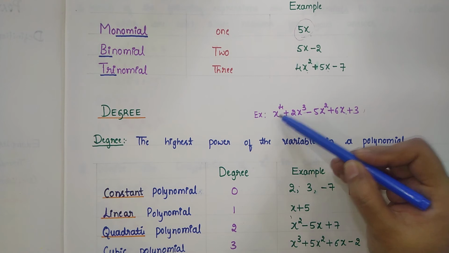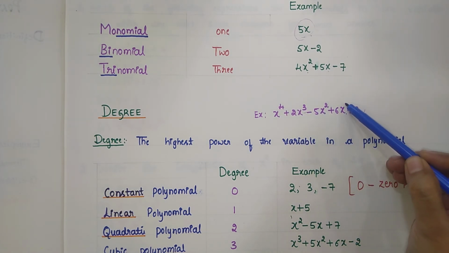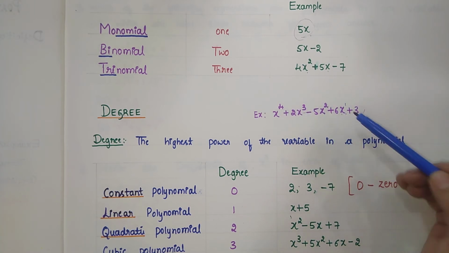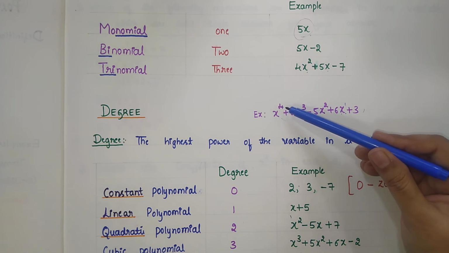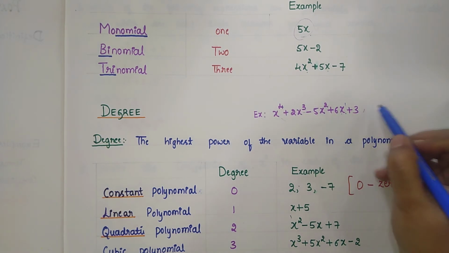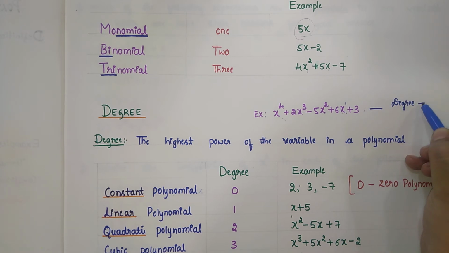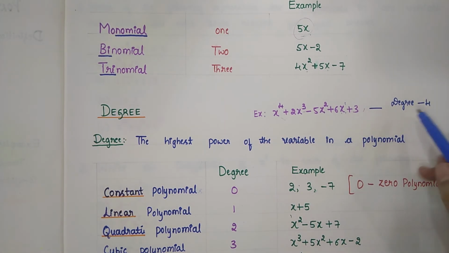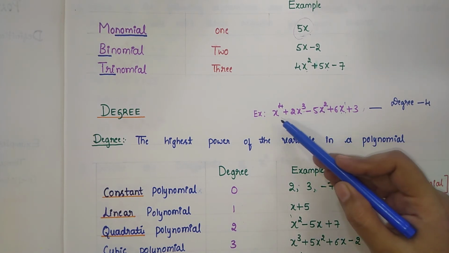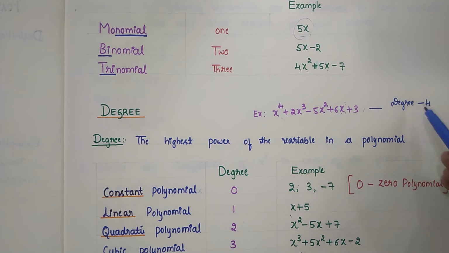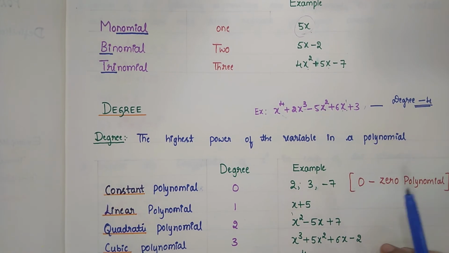Here you can see we have x power 4, x power 3, x power 2 and x power 1. So among all these we can see that x power 4 is the highest power of the variable. So the degree of this polynomial is 4, that is the highest power of the variable is 4. So this is how we write the degree of the polynomial.